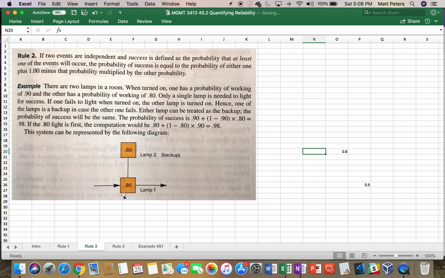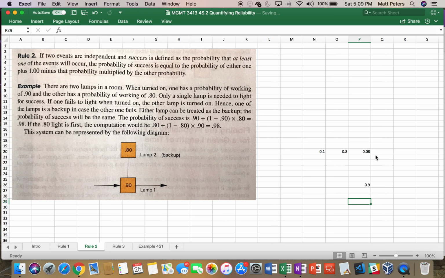So if lamp 1 is working 90% of the time, then lamp 2 is only going to try to work 10% of the time. So the way I did that, I took 1 minus 0.9. So there's only 10% of the time that lamp 2 will try to work. And if it does try to work, there's an 80% chance that it actually will work. So we take 0.1 times 0.8. So there's a 0.08 chance that lamp 2 is going to work.